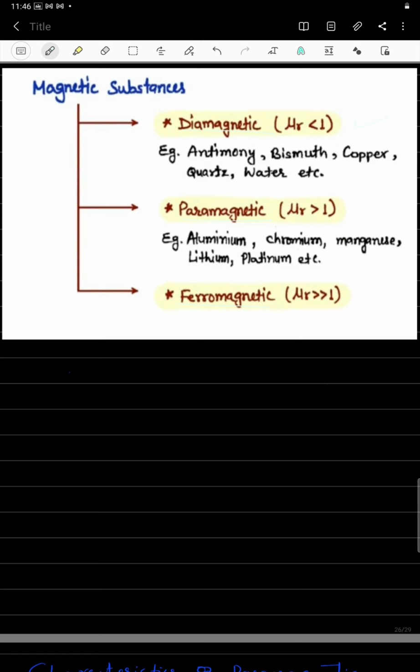In the last class, we discussed two things: non-magnetic substances and magnetic substances. Magnetic substances are classified into three categories: diamagnetic, paramagnetic, and ferromagnetic. In that class, we saw the relative permeability of those magnetic materials, and then we discussed some examples for all the substances. In this class, we'll discuss the difference between those magnetic substances: dia, para, and ferromagnetic substances.